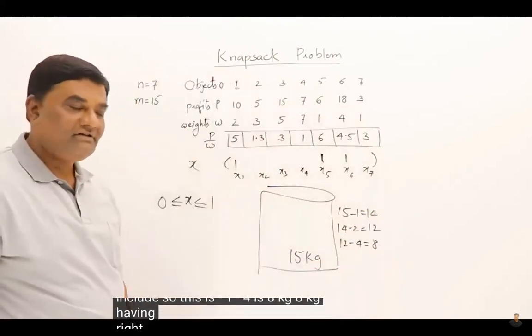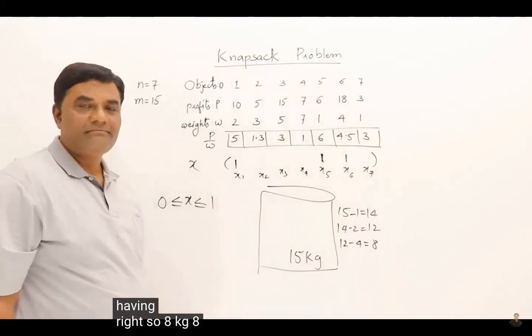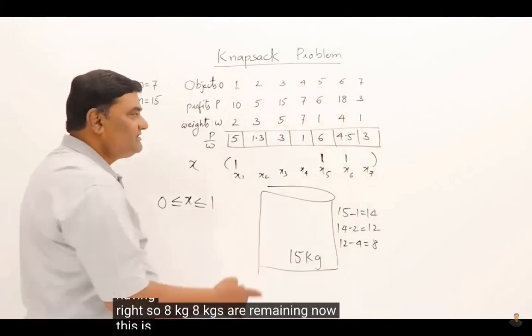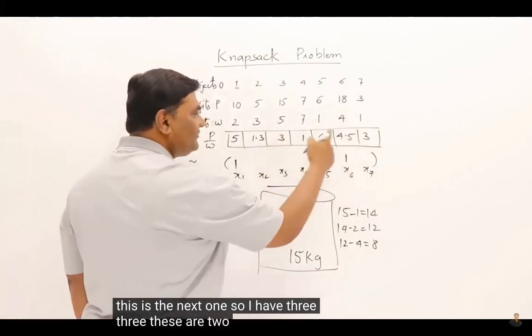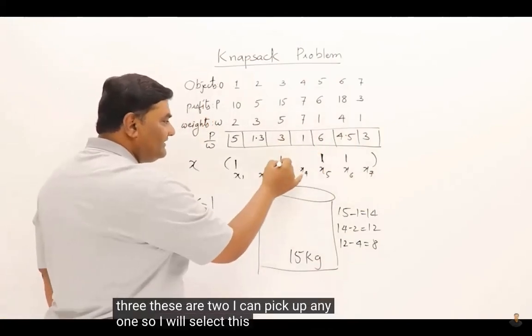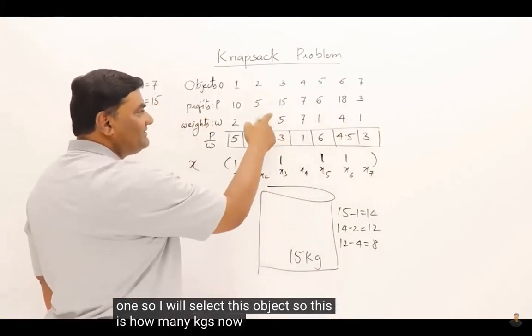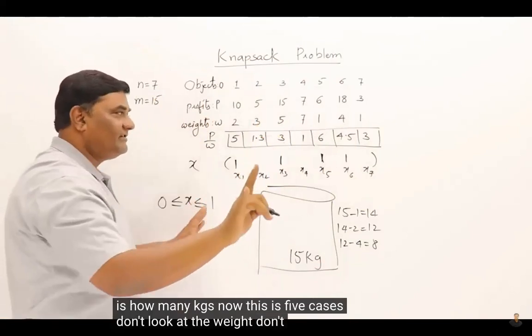8 kg I have included, right? So 8 kgs are remaining. Now which is the next one? So I have 3, these are 2. I can pick up any one. So I will select this object. So this is how many kgs now? This is 5 kgs. Don't look at the weight.